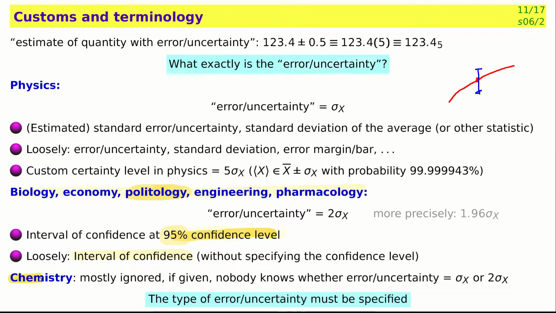Unfortunately, in chemistry, the math is the worst one. Typically, the error bars are ignored at all, and if they are given, nobody knows whether it's 1 sigma or 2 sigma. So always you should specify the type of error or uncertainty that you are using.